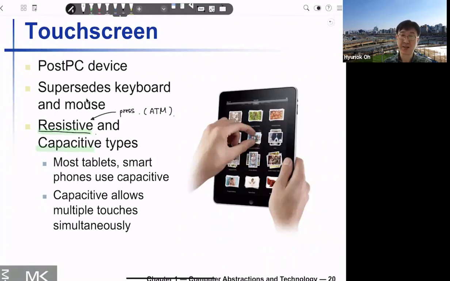Resistive is cheaper than capacitive. Capacitive is your smartphone or your laptop. This supports multiple fingers, right? You are just simply touching it, and then it detects. So these days, the capacitive type is more popular than the resistive type. However, the resistive type is cheaper than the capacitive type. Okay. So you're already familiar with this part.